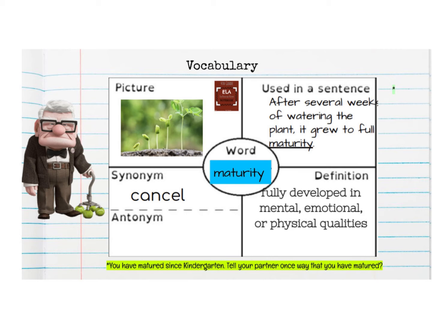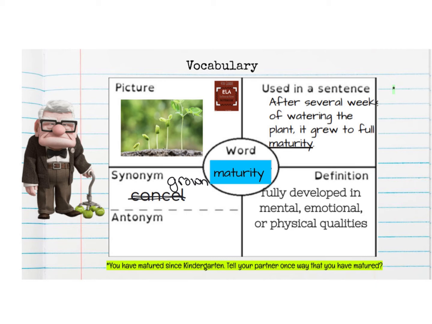Now that you have drawn your picture, I would like for you to help me fix a mistake. Please cross out the word cancel, and instead, please write grown for your synonym. Thank you for helping me fix this mistake. A synonym for the word maturity is the word grown. So all students are making their interactive notebook match my screen at this time.